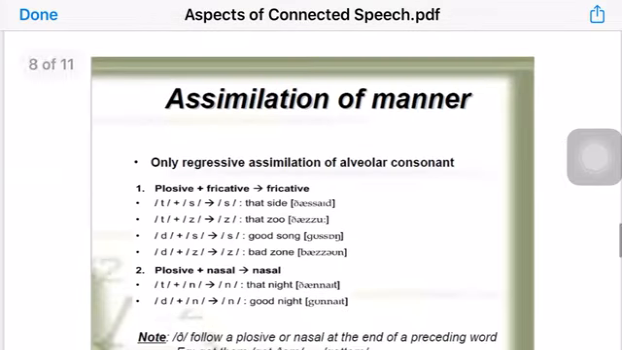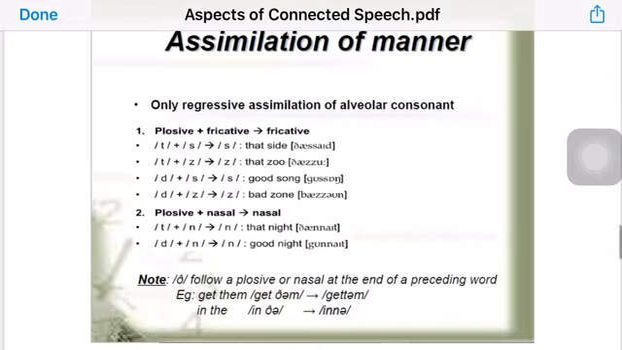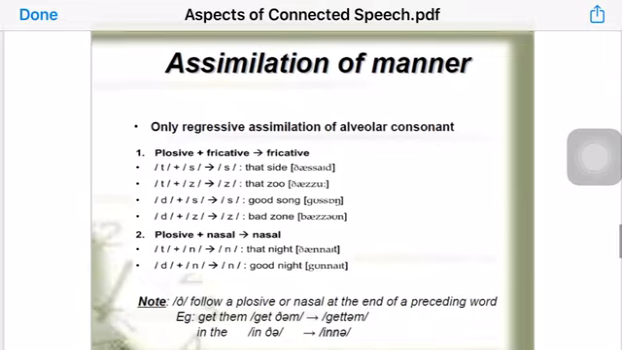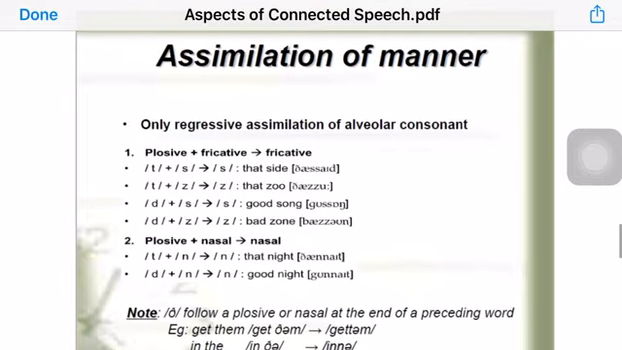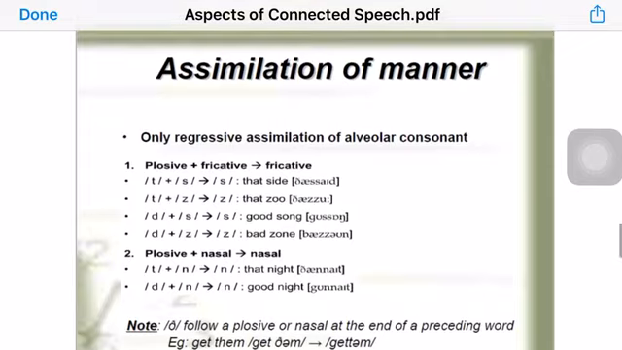Today we're going to talk about assimilation of manner, and as we did with the assimilation of place, we only need to understand the concept and memorize a single example of it. So let's talk about this concept, assimilation of manner of articulation. Only regressive assimilation of alveolar consonants can take place in this case, the assimilation of manner.